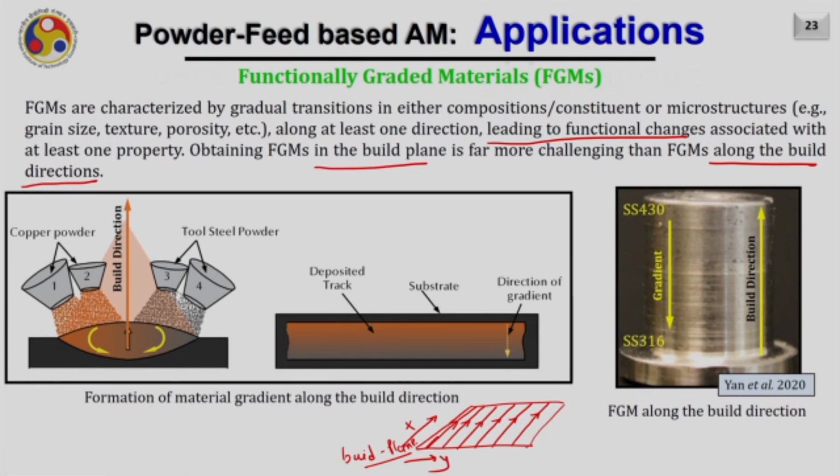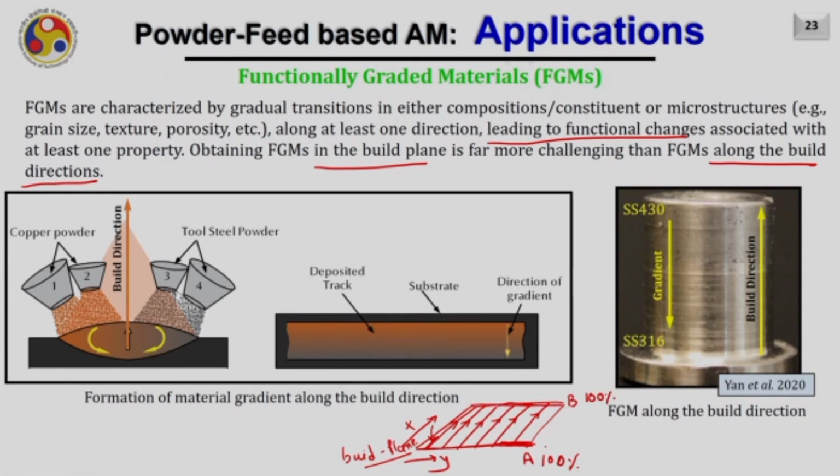So, why so? Because when you are depositing material, for example, along this track, and if you want to change the composition, for example, we want to change the composition from material A of maybe 100% at this corner, at this side, and material B which is 100% at this side.